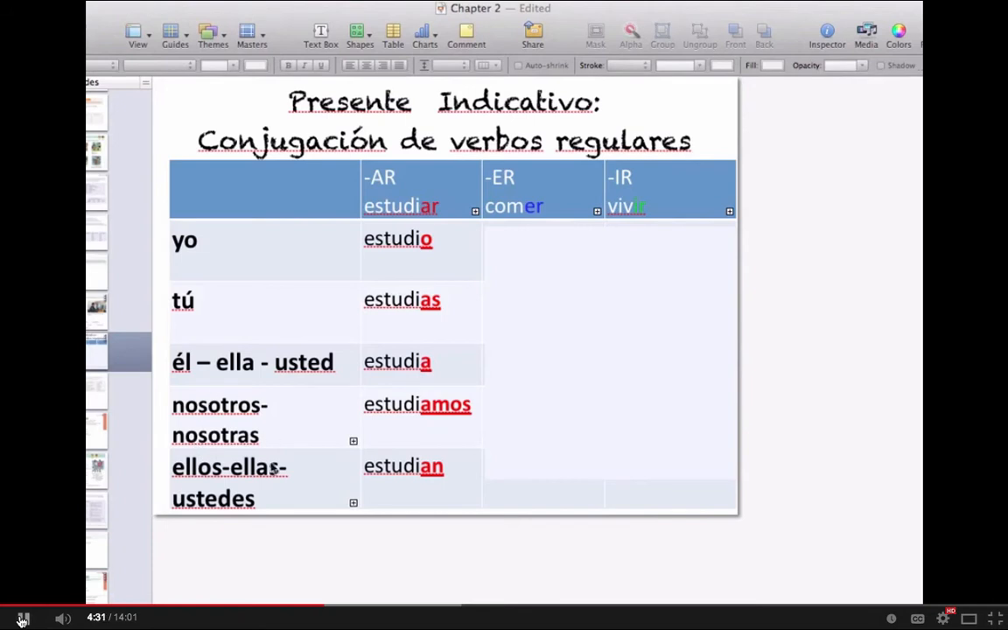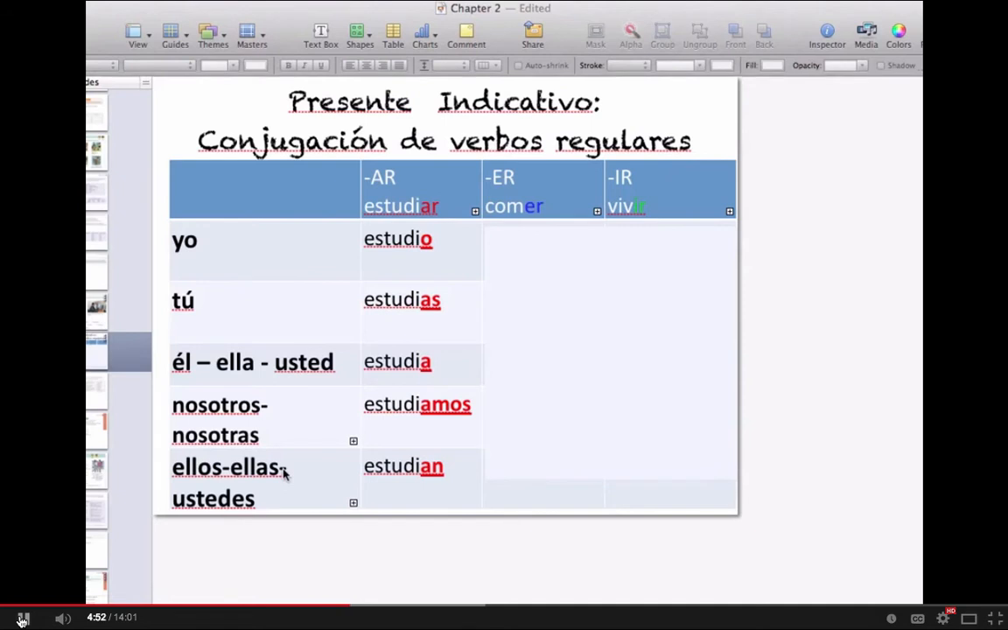For nosotros and nosotras, you could say something like mi mamá y yo. That would be nosotros, right? It would be we. Mi mamá y yo estudiamos. O mi amiga y yo estudiamos. Okay? And ellos, ellas could be something like Juan, Pedro y José.